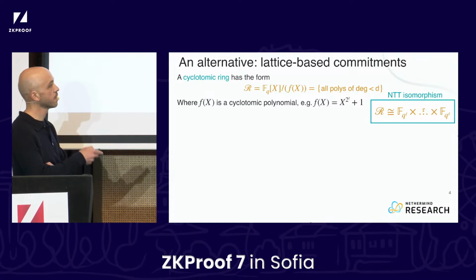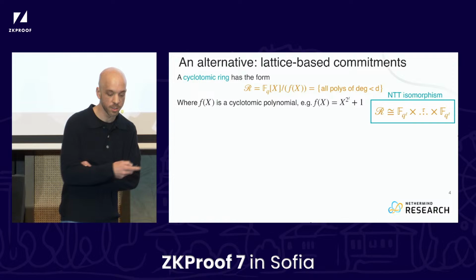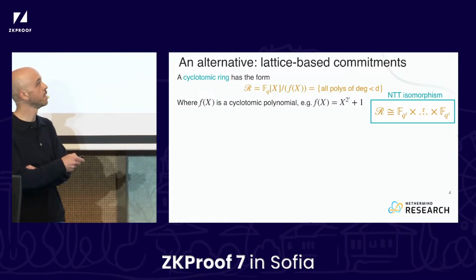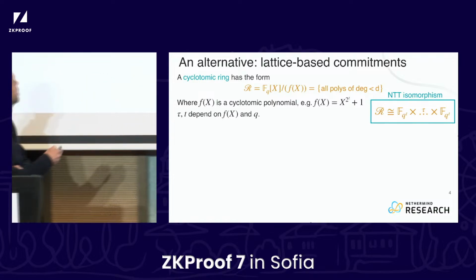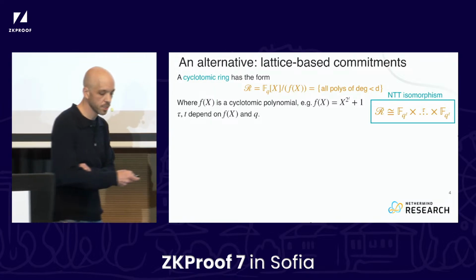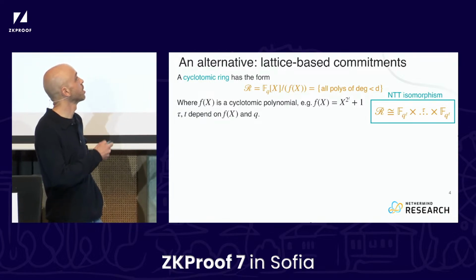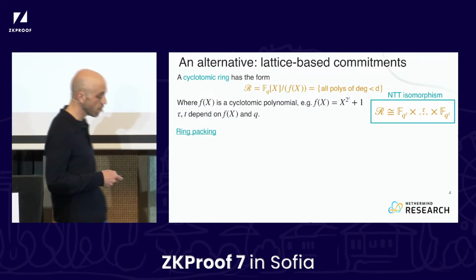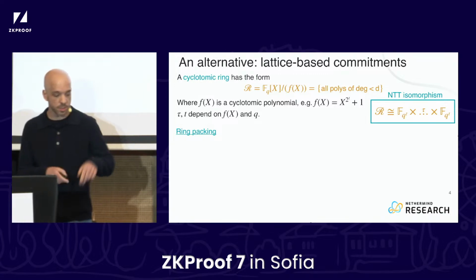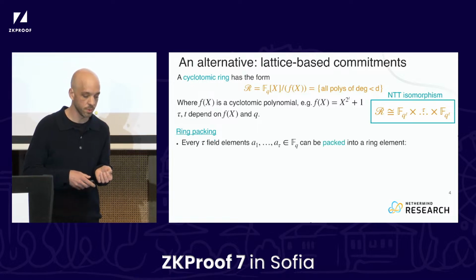So this ring has an interesting algebraic structure. It's isomorphic to the direct product of several copies of a field extension of F_q. The number of copies and the degree of the extension depend on the prime and the cyclotomic polynomial you choose. And this is quite interesting in terms of performance because it allows us to pack field elements into ring elements.